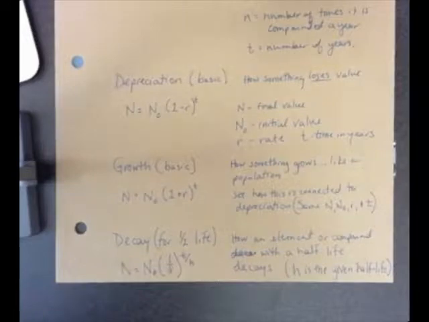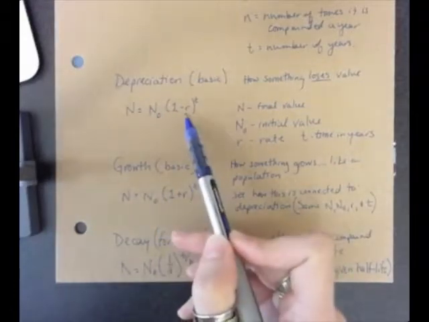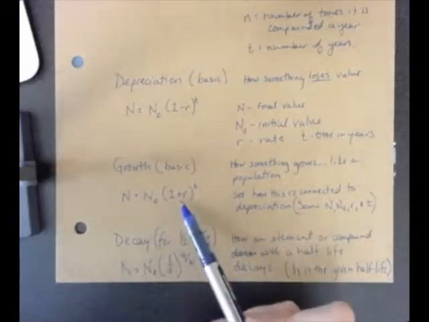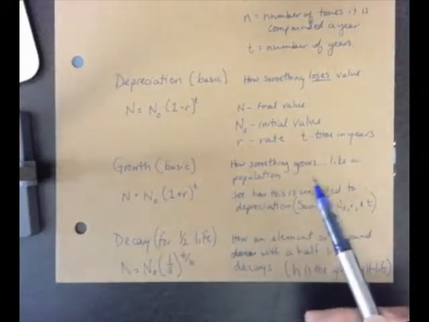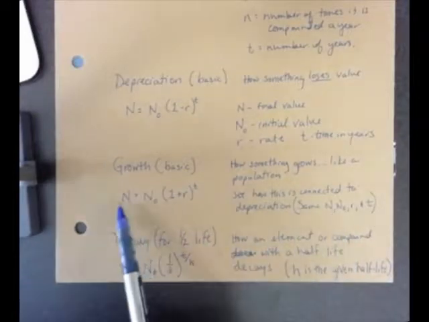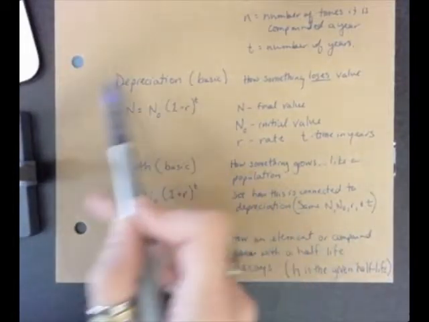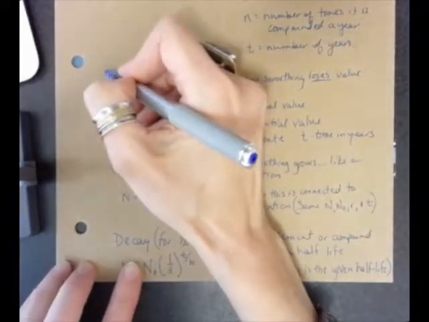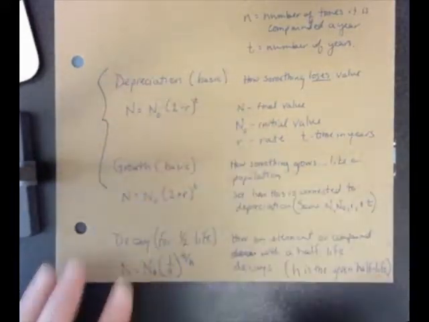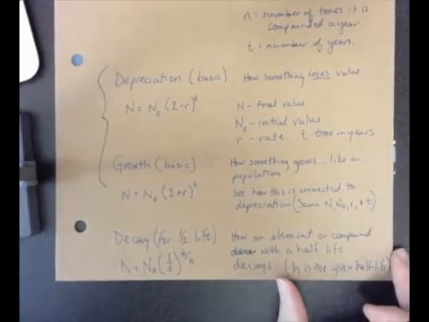Then something very similar to the depreciation is the growth, but instead of subtracting the rate, we're going to add the rate. So how something grows, like a population. You see how this is connected? It's the same N sub 0, r, and t. It's the same thing as the depreciation. So these two are really interconnected. And then we have something that's called a decay for a half-life.